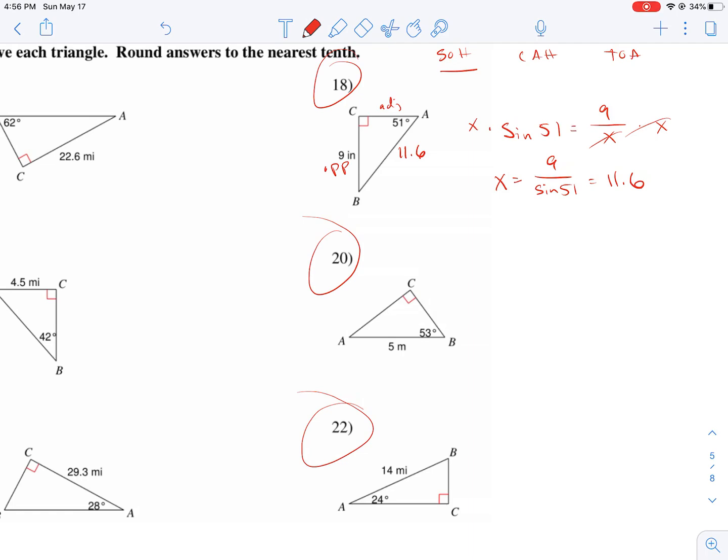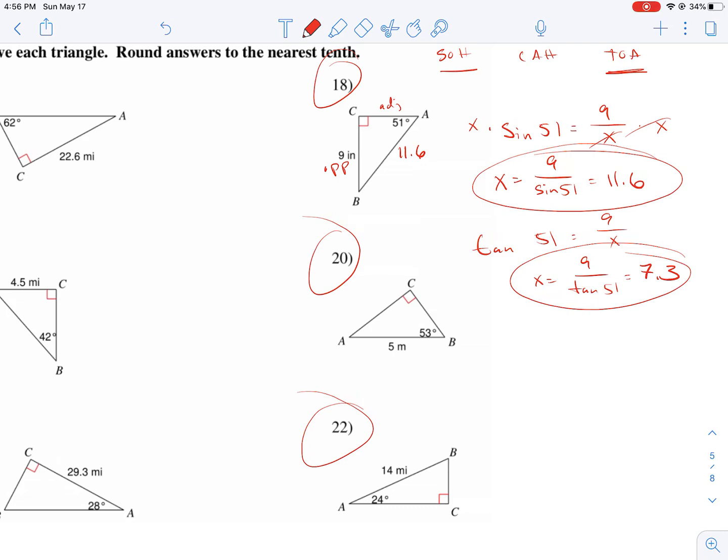So opposite and adjacent are involved in our tan function. So the tan of 51 is equal to 9 divided by x. So again, we're going to go through the process. So x is equal to 9 divided by the tan of 51. And so this time you get, rounded to the nearest tenth, 7.3. Okay, so that's our first one.